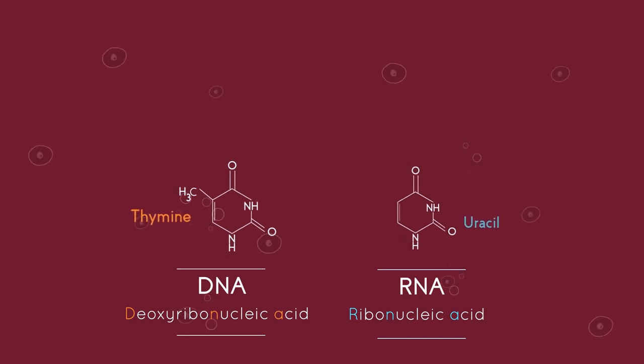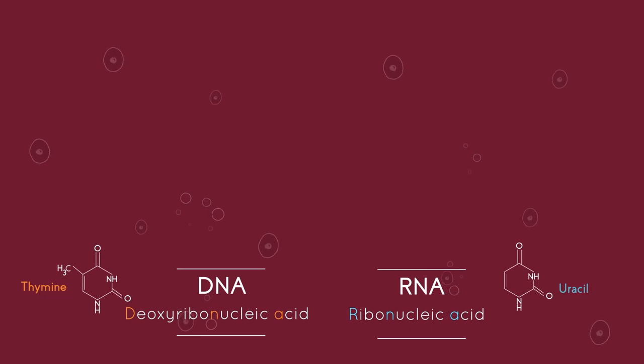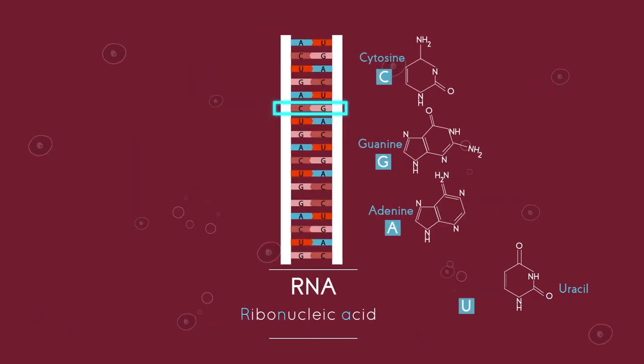RNA has a sugar called ribose, whereas DNA has a sugar called deoxyribose. Look here, RNA has a base, uracil or U, whereas DNA has the base thymine or T. So in RNA, C and G still pair, but now A and U pair. We need to know about RNA because we will see it when learning about protein synthesis.